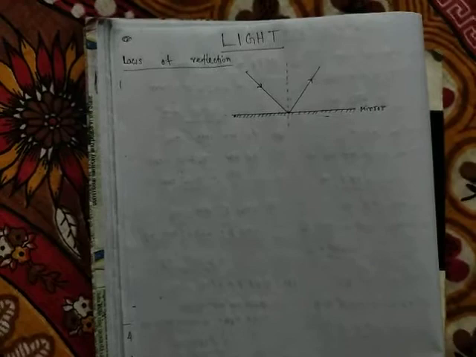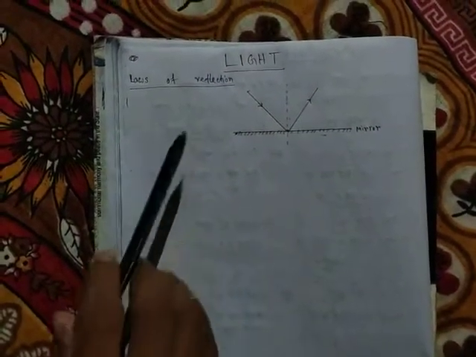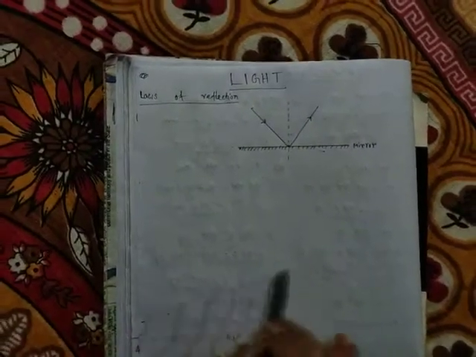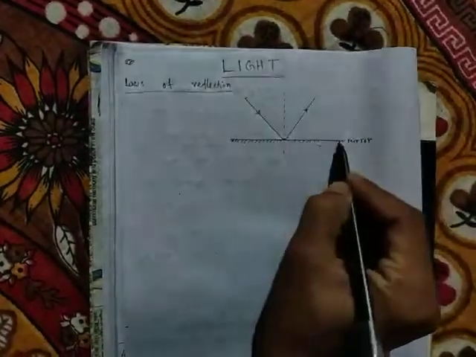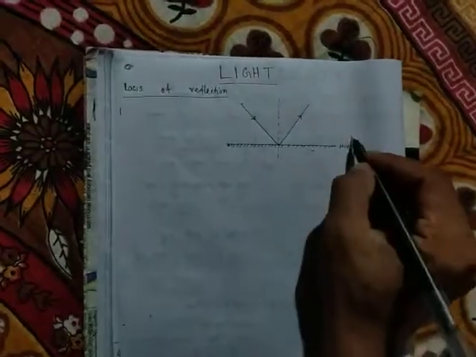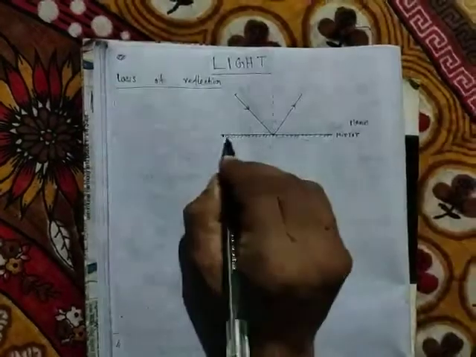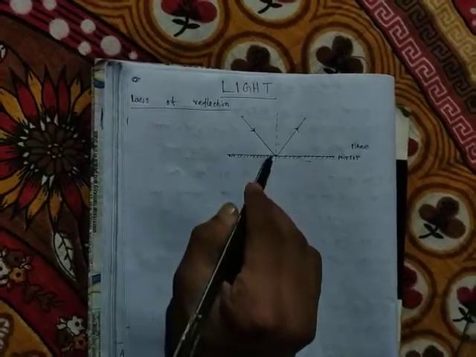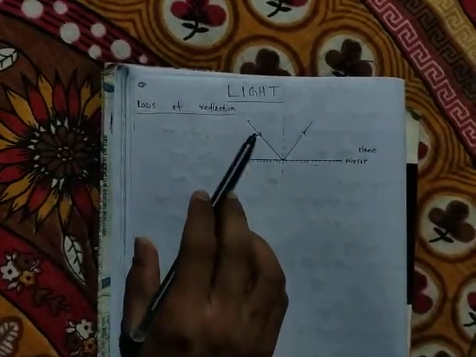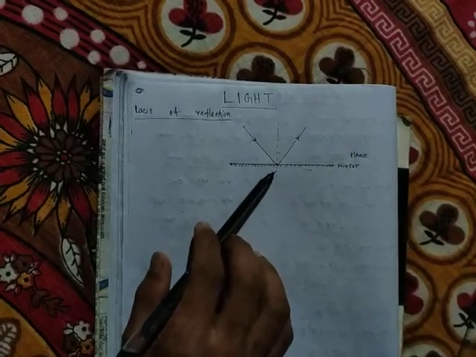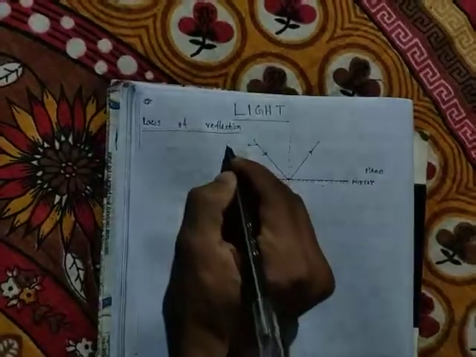First I will discuss the laws of reflection, very fast, because I have already discussed this part in the class. Suppose this is the reflecting surface, or consider this is a mirror. This is a plane mirror, a plane surface, and this is a ray. The ray which strikes the surface is called the incident ray. IR means incident ray.